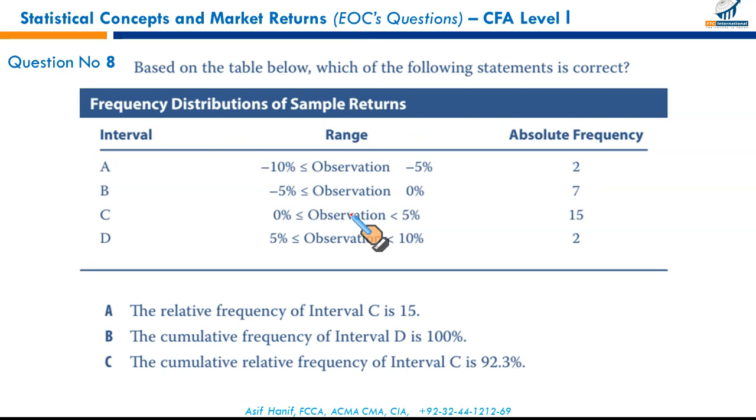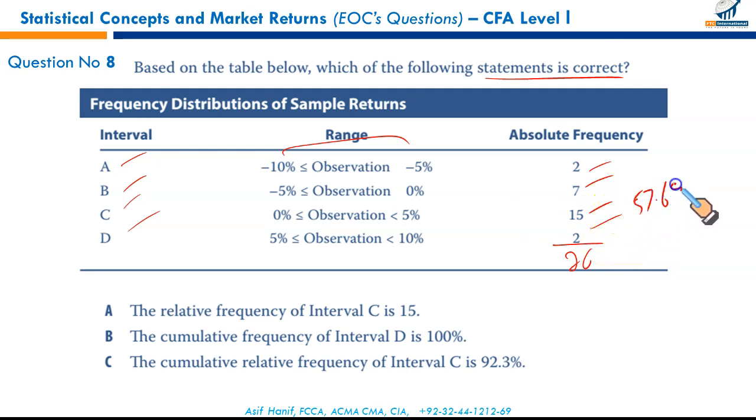Next, question number 8. Based on the table below, which of the following statements is correct? We have been given 4 intervals. This is the range of intervals, and we have been given the absolute frequency. What are we required to do? The relative frequency of interval C. What is the total number of observations? 26. For C, it's 15 upon 26, which is equal to 57.69%. It says the relative frequency of interval C is 15.